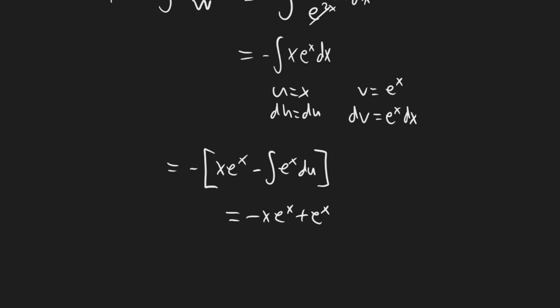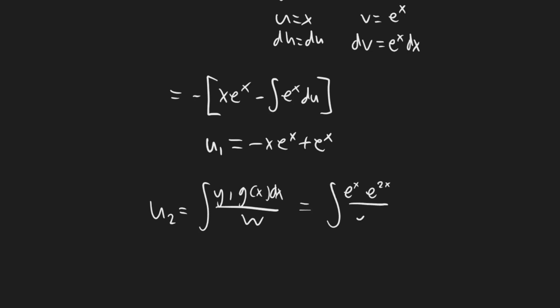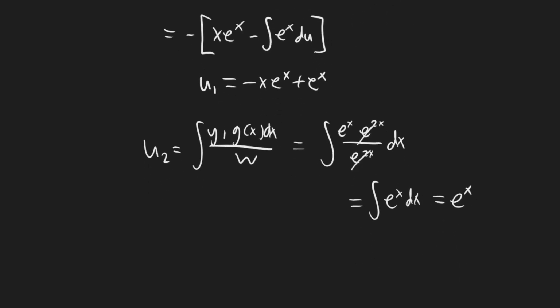Okay, so now we can go ahead and solve for u2 as we just solved for u1. Okay, u2 is a similar formula, right? Except this time it's y1 g of x dx over the Wronskian. So what's y1? Well, y1 is just an e to the x, g of x is an e to the 2x, and then this is also an e to the 2x, the Wronskian. Let's take that integral. This is the same thing as the integral of e to the x dx, as these guys cancel, which, as we all know, is e to the x. Okay, so u2 was a lot easier here, right?